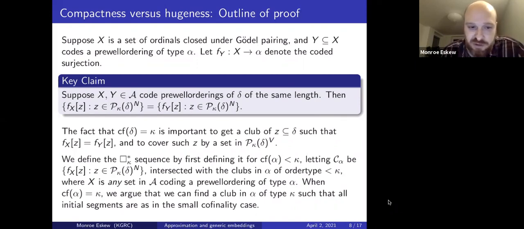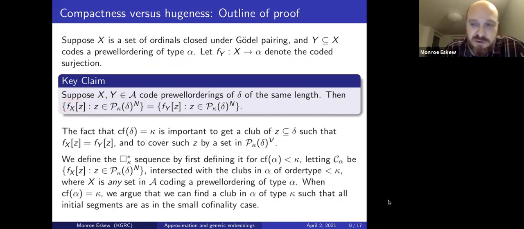In that, we have two subcases. Either they used to have cofinality delta, or they used to have cofinality kappa in V. But in either case, we argue that there exists a club of type kappa such that all initial segments take this form. They are the image of something in the P kappa delta of N by some approximated surjection.